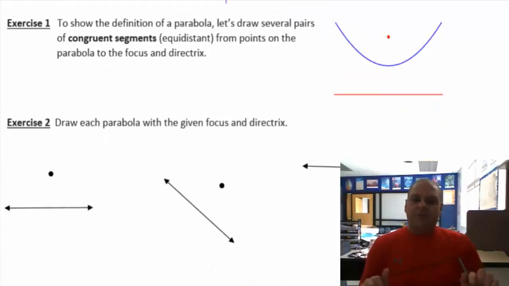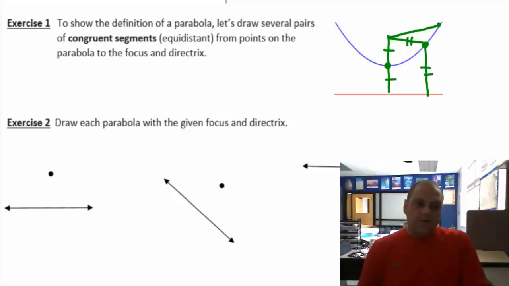So to show the definition of a parabola, let's draw several pairs of congruent segments. Let's just start with the most obvious one. Here's a focus, here's a directrix. So the distance from here to here and here to here, there's our vertex. Distance is equal. All right, let's do another one. From here to here will be the same as here to here. Equal.